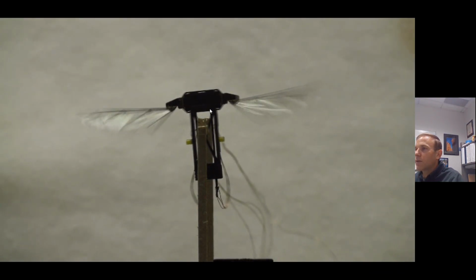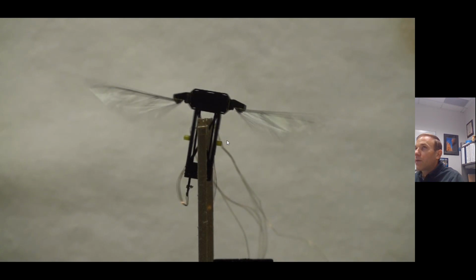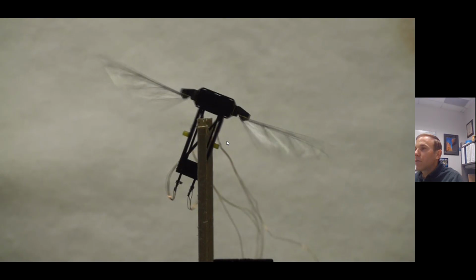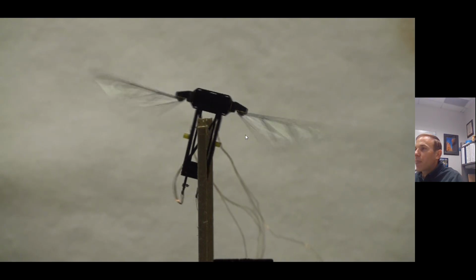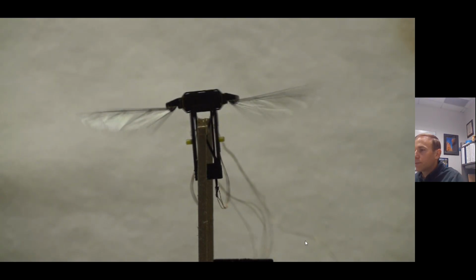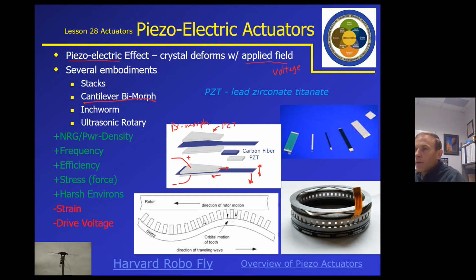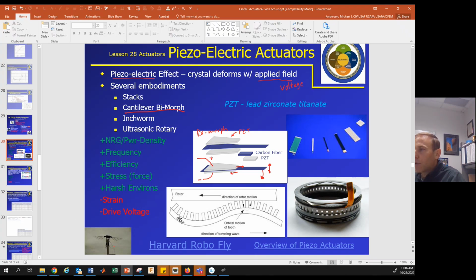So I'm making the vehicle roll back and forth by changing how I'm flapping the wings. Okay. So there's a few other videos here that I'll show you in class. So that's one way to make an actuator out of piezoelectric crystal.